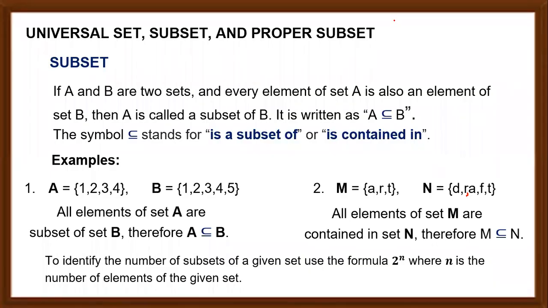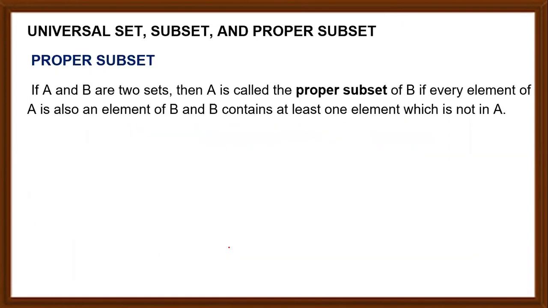To identify the number of subsets of a given set, use the formula 2 raised to n. Ibig sabihin yung n po dito sa formula na to is the number of elements of the given set. Ito po yung formula natin kapag hinahanap natin yung bilang ng subsets doon sa given set. Mamaya gagamitin po natin ito. But before that, let's talk about first the proper subset.